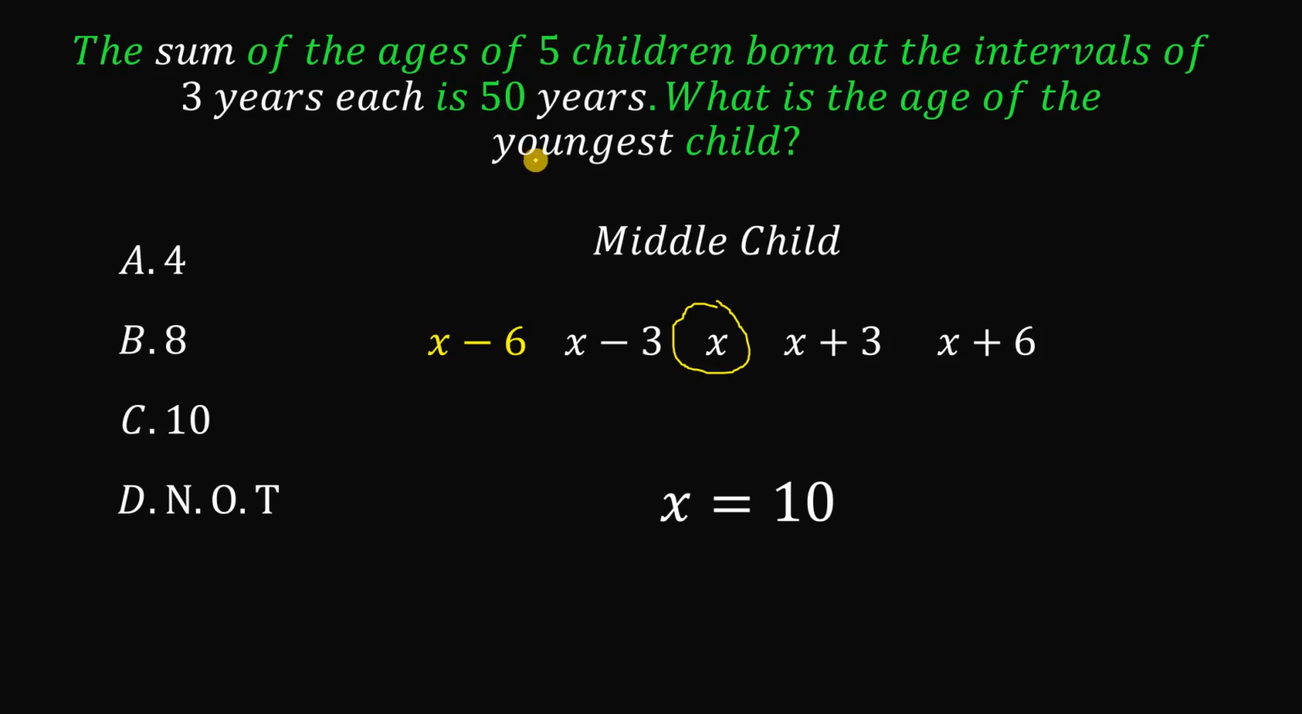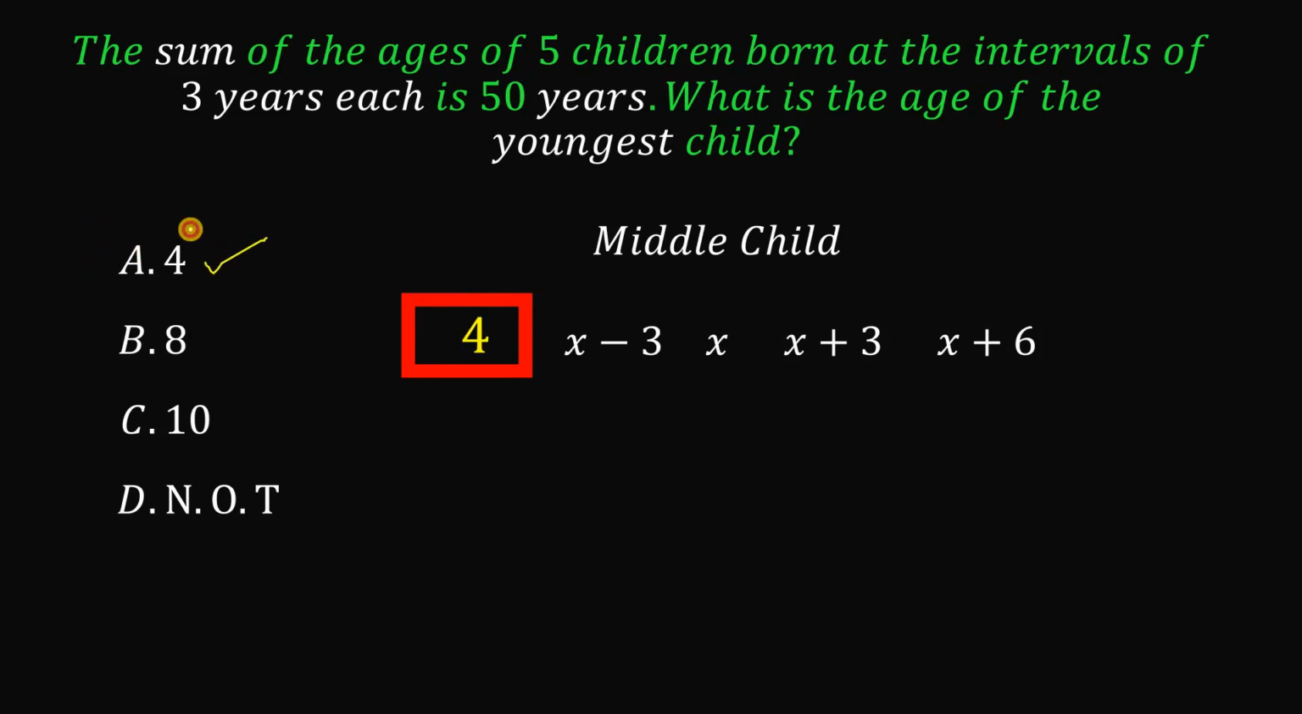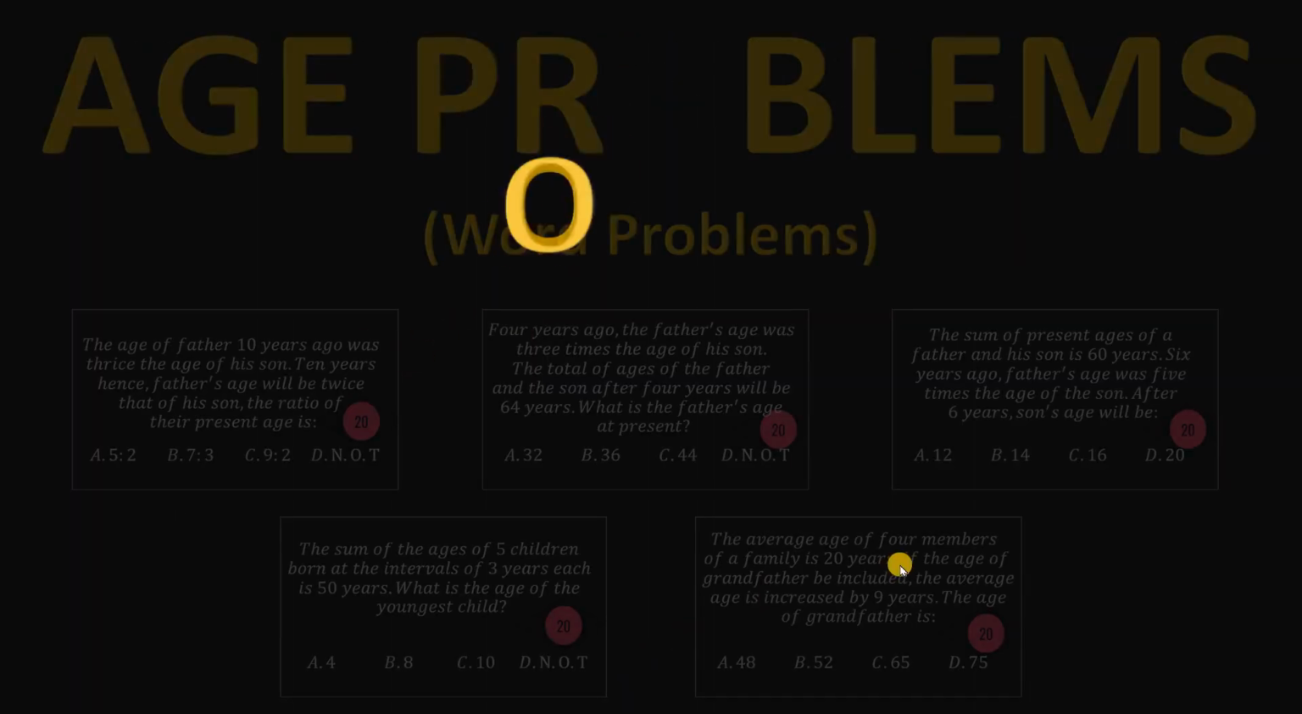But don't forget that we want the age of the youngest child. So this is x minus 6. So let's replace this x with 10. 10 minus 6 simply equals 4. So the age of the youngest child simply equals 4 years old. And this is our answer to this question. Now let's have the last question.